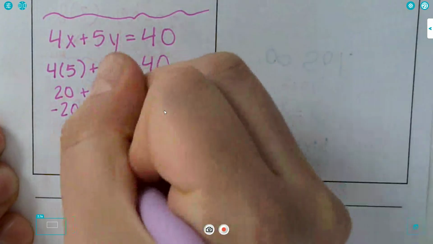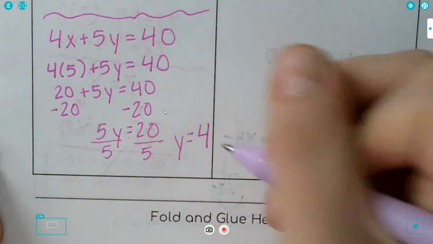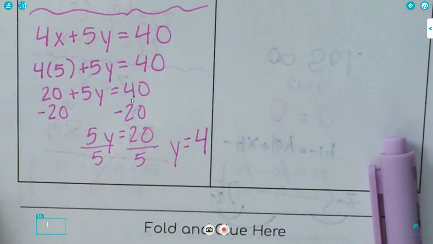And then we can divide both sides by 5. So we're going to get y equals 4. 20 divided by 5 is 4. Should zoom out enough that you can see my x.